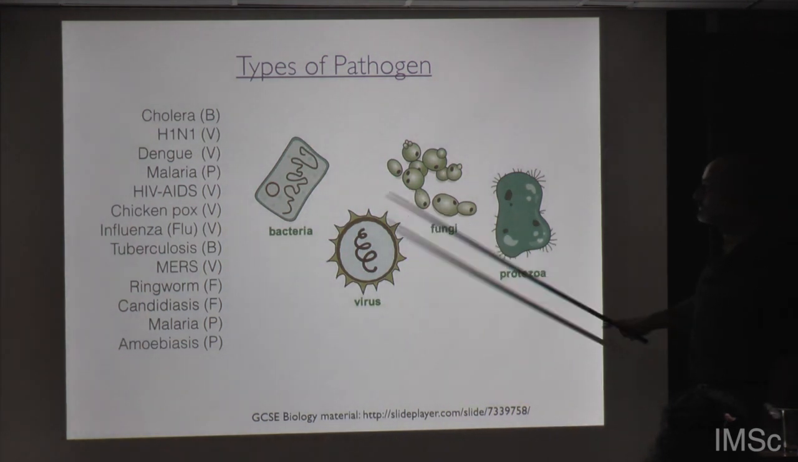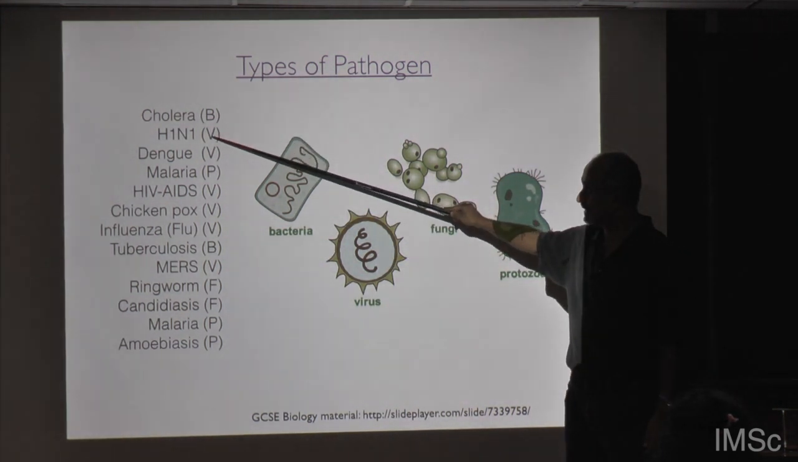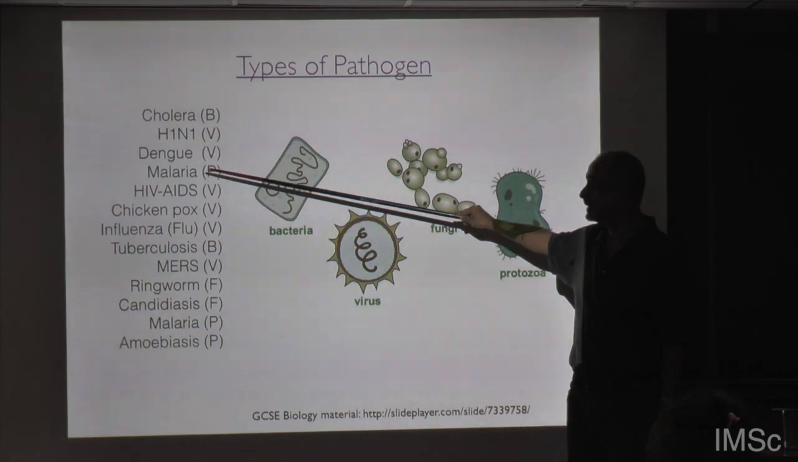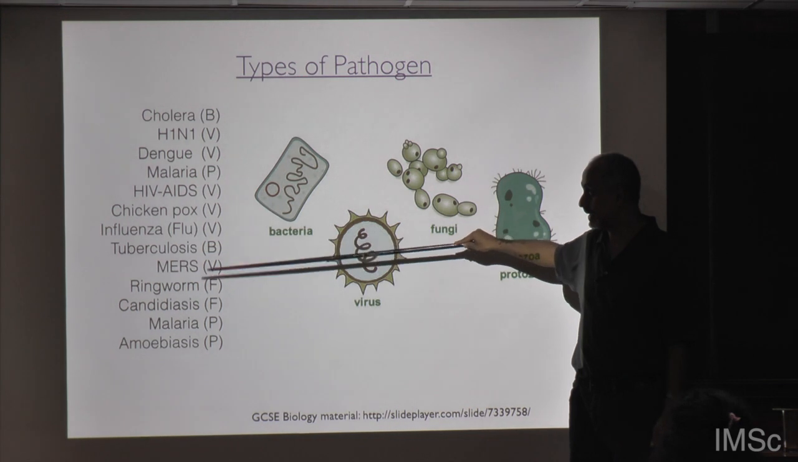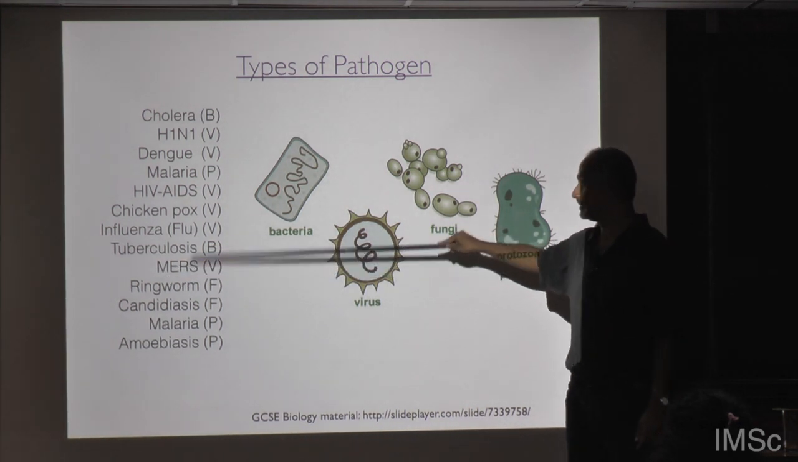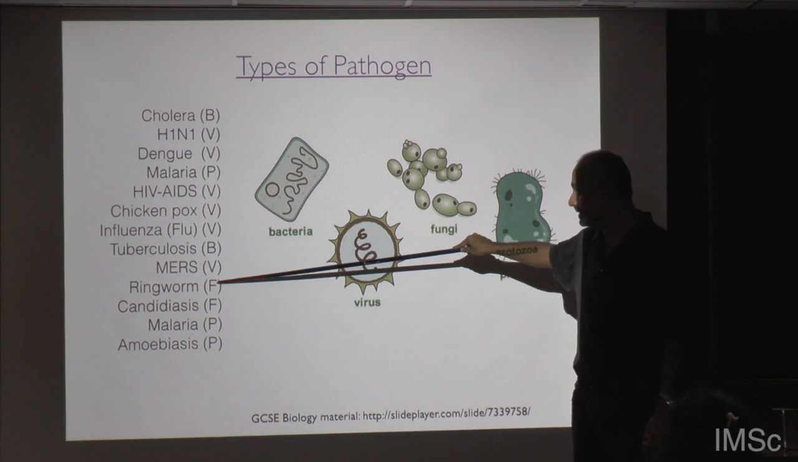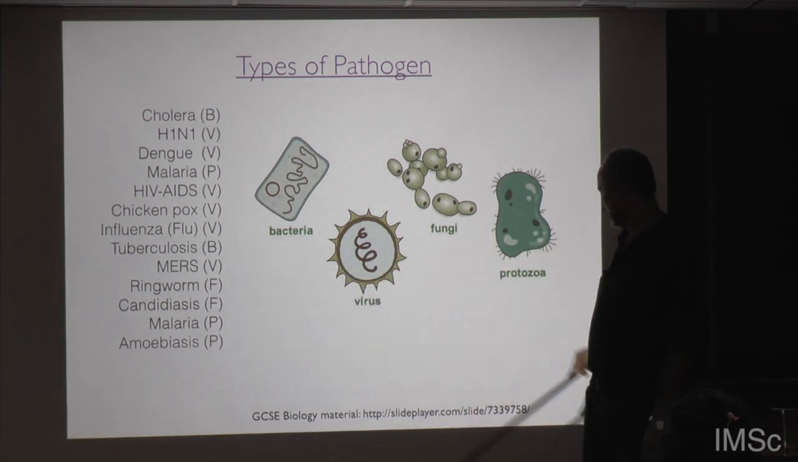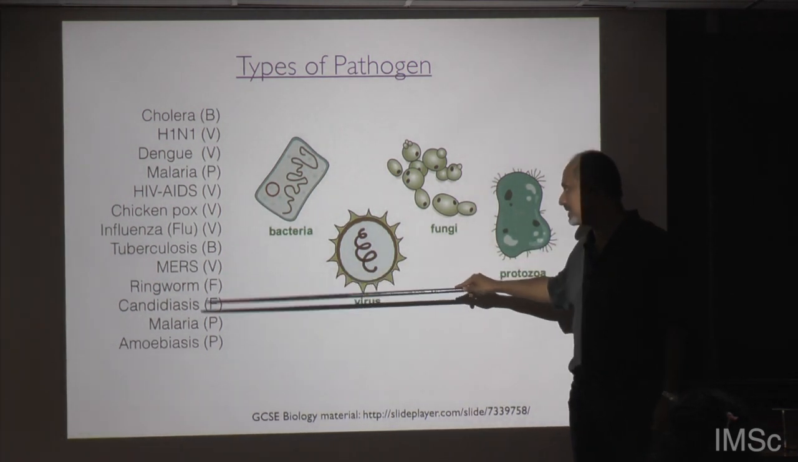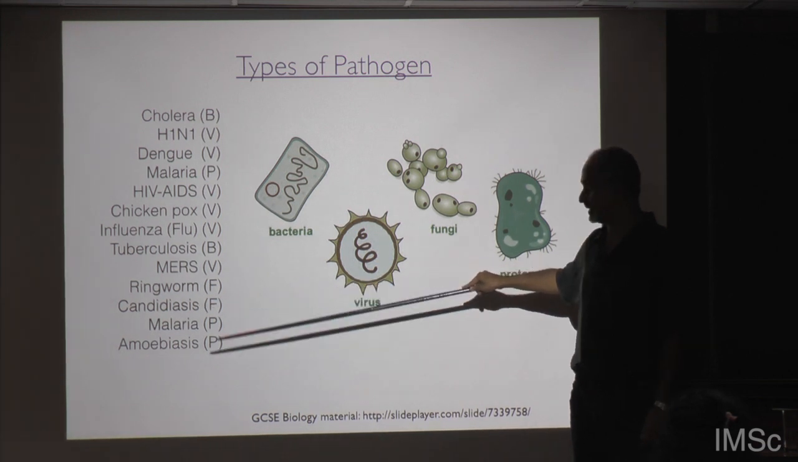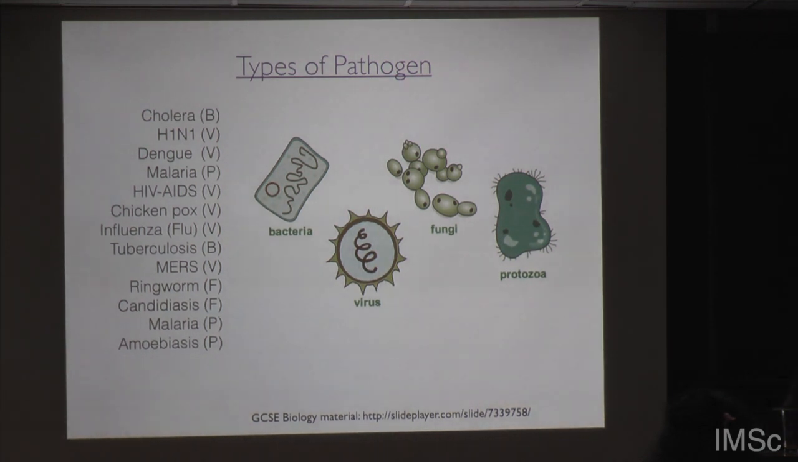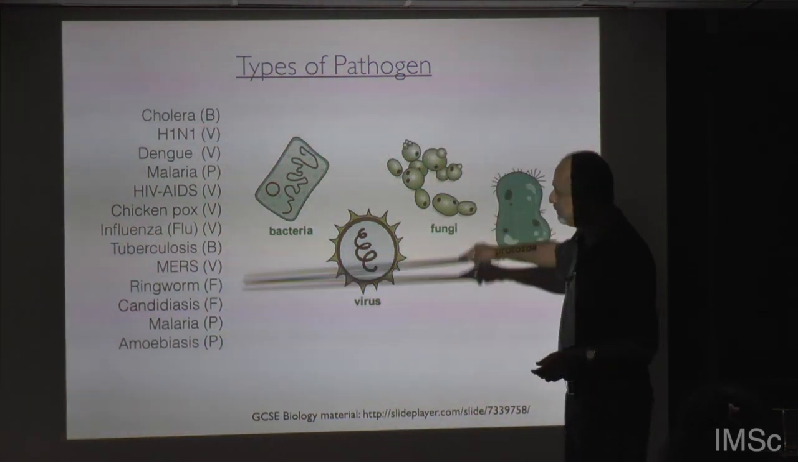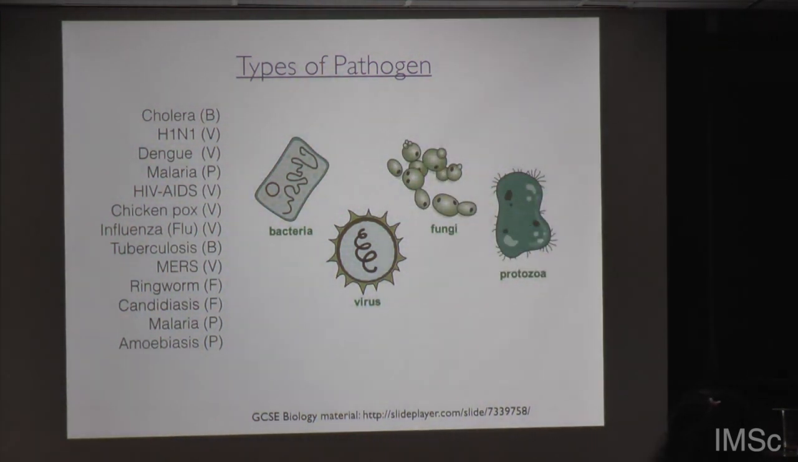So cholera is a bacterial disease. H1N1 is viral, dengue is viral, malaria is parasitic, HIV/AIDS is a virus, chickenpox is a virus, flu is a virus, tuberculosis is a bacterium, MERS is a virus. This is Middle Eastern Respiratory Syndrome. Ringworm is a worm. What did I call it? Okay, a fungus. Candidiasis is a fungus. Malaria is a parasite. Amoebiasis is also a parasite. Okay, so you can see that there are many different types of pathogenic organisms, but at least at this level I can divide them into bacteria, virus, fungi, and protozoa.